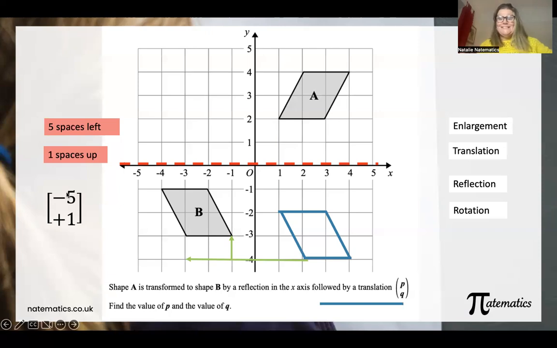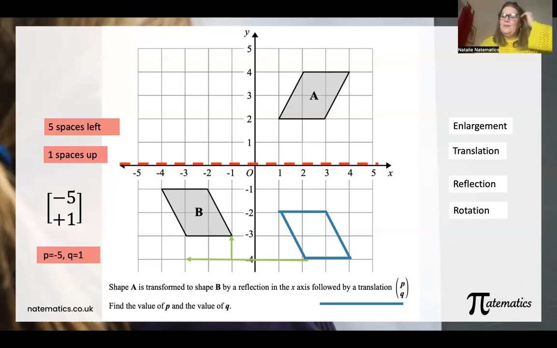So we just expressed what's happened from that shape to get from there to there. And we represent it again, knowing what we know about translations. It's negative, it's going left, positive, going up. Okay. Now, so P is 5, Q is equal to 1. There we go.